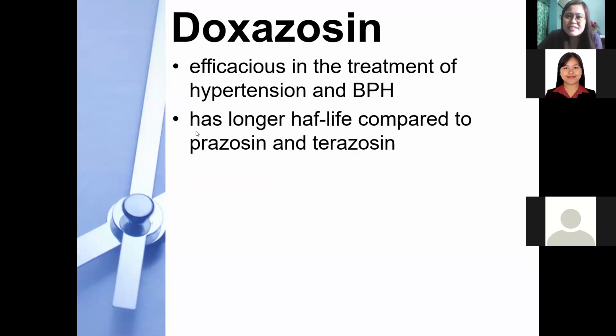Okay, another one is the doxazosin. This can also be used for hypertension at the same time for BPH. But what is the advantage of doxazosin compared to prazosin and terazosin? This drug has longer half-life. So it will stay longer in the body, causing an increase in the duration of action and then leading to a once a day dosage regimen. So kung longer ang half-life sa atuang drug, mag-lesser pod ang regimen. So pwede na siya once a day.